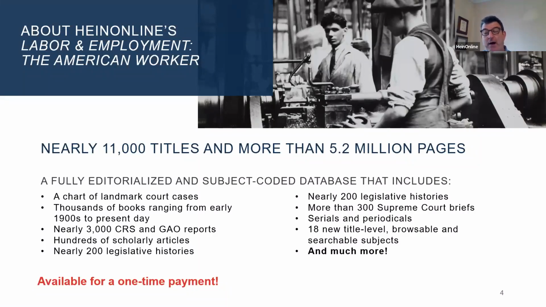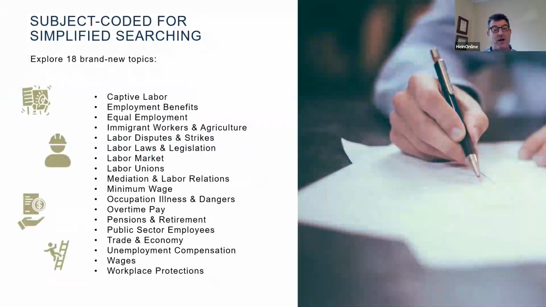And as you know, we organize all our subjects in HeinOnline in a hierarchy, a taxonomy, which organizes things by subject and category. But in the case of labor and employment, the American worker, we've actually added 18 new title-level browsable and searchable subjects, because this collection is adding a lot more in the labor and employment area than we had before. And we'd like to show that to you. Some of the subjects: captive labor, employment benefits, equal employment, immigrant workers, and agriculture.